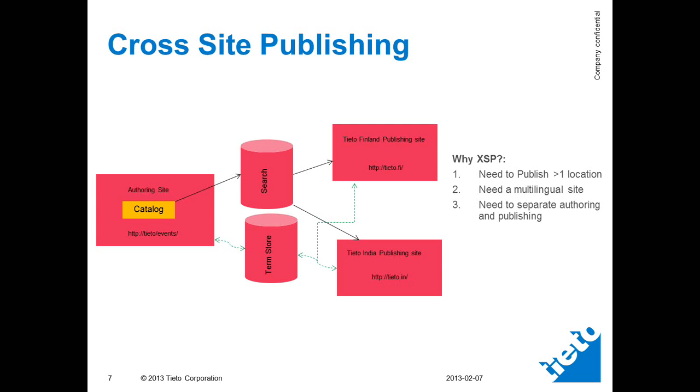If you understand the dictionary meaning of catalog, this is what it is. So you created something and you want to share it across different sites. In this example, if you see the slide, I have created events. I want to publish those events to the publishing sites as well, and the publishing site in India. How is this done? Again, it's search driven and term store.